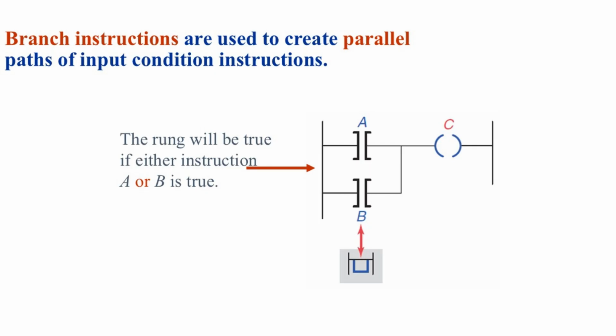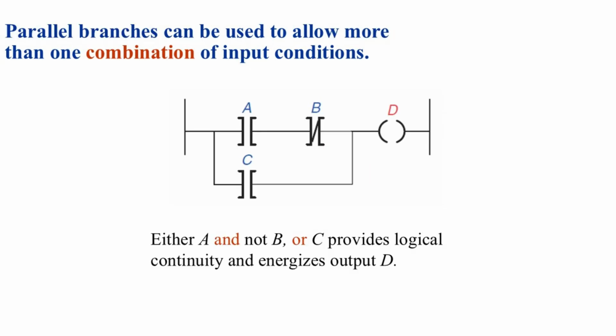Parallel branches like this are extremely useful when you have multiple start buttons, sensors, or permissive signals that can each trigger the same output. Now let's take branching a step further by combining series and parallel conditions to create multiple logic paths that can turn on the output.